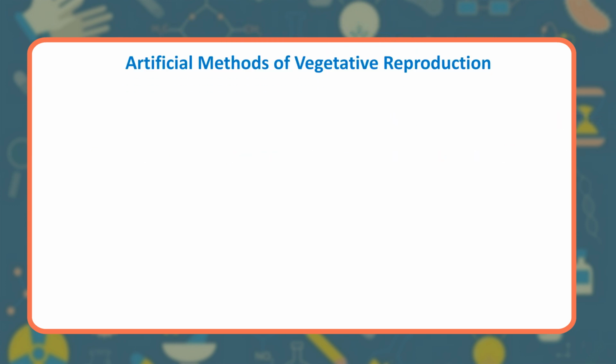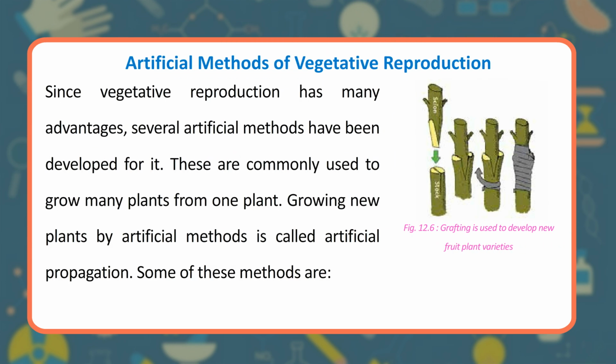Artificial methods of vegetative reproduction. Since vegetative reproduction has many advantages, several artificial methods have been developed for it. These are commonly used to grow many plants from one plant. Growing new plants by artificial methods is called artificial propagation.